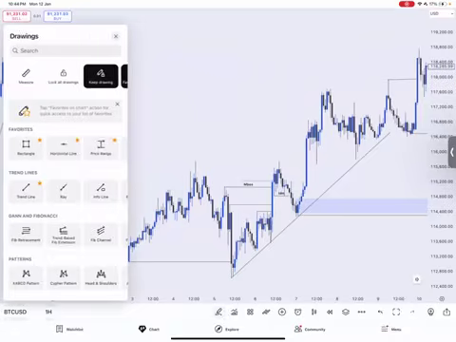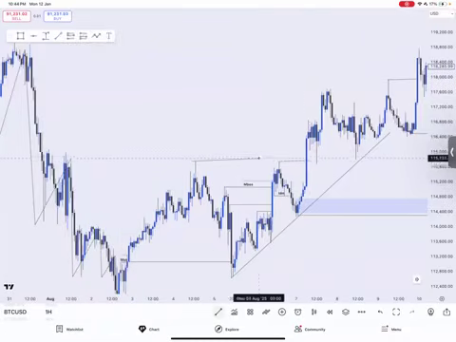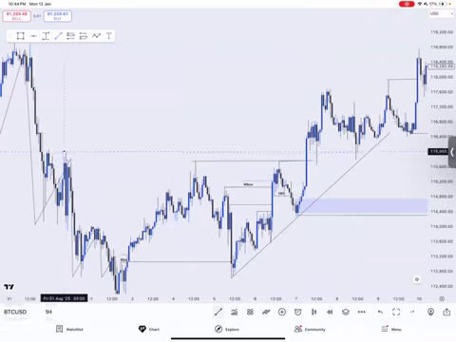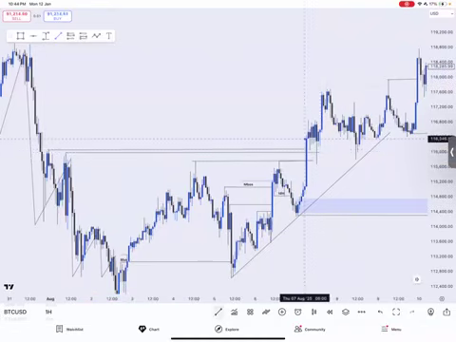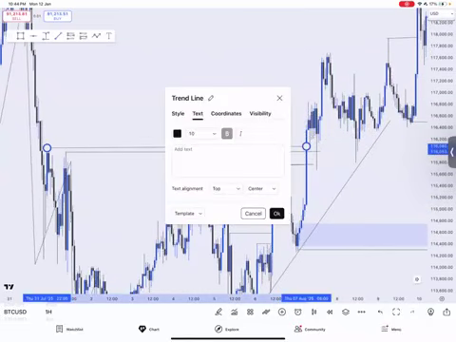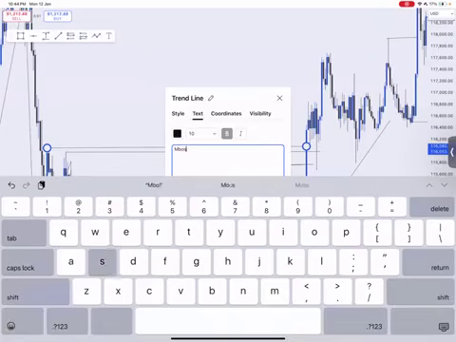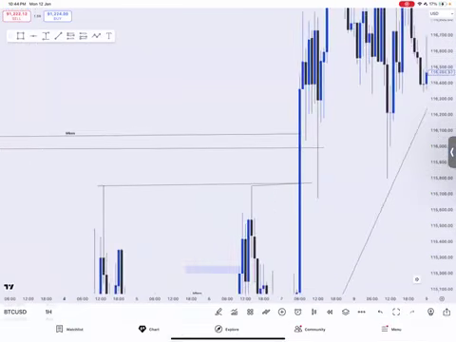Even here, this high, this high, this high as well, even this high, they all got taken out and price closed above the high, all of them with a body candle, meaning that we got a multiple breakout structure. After that, the next thing to look out for is your inducement.